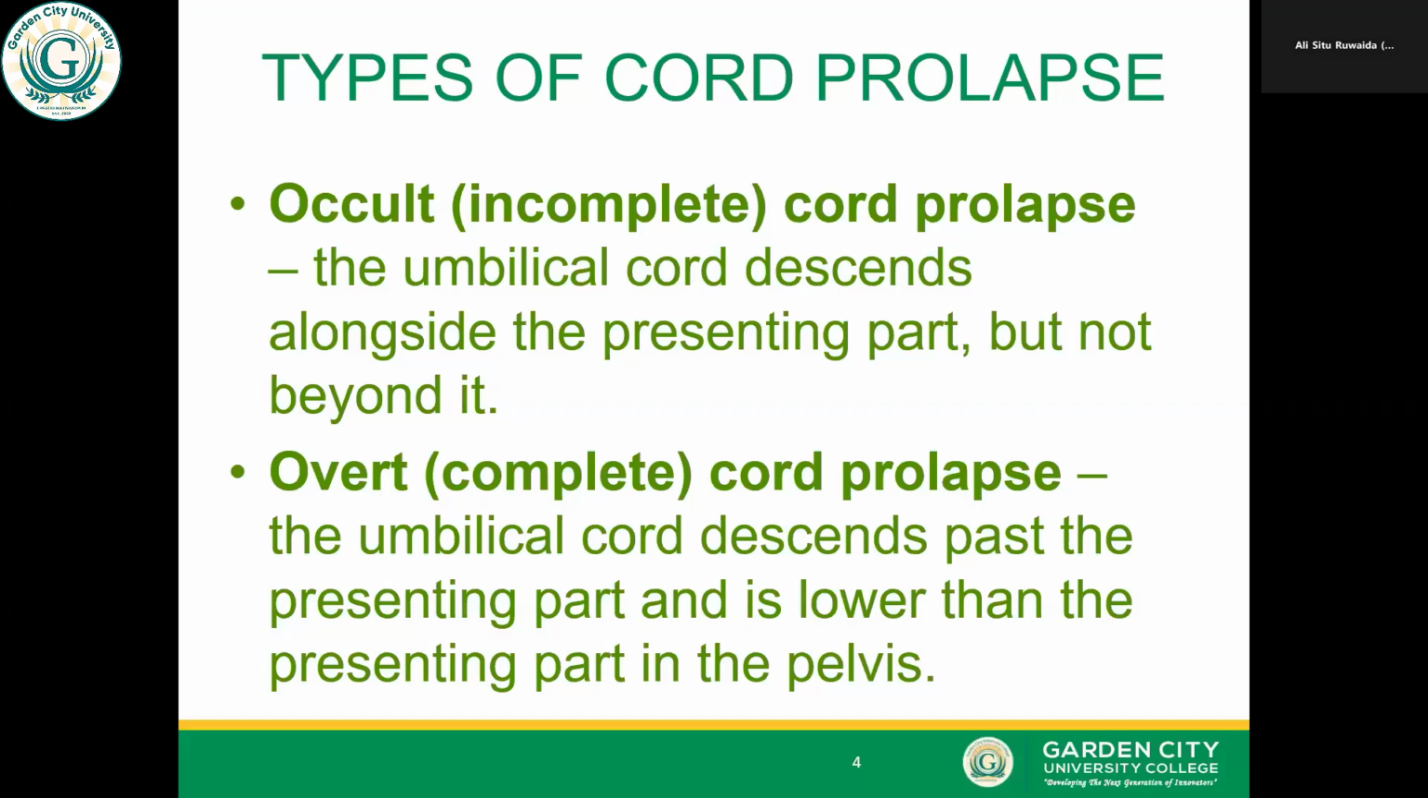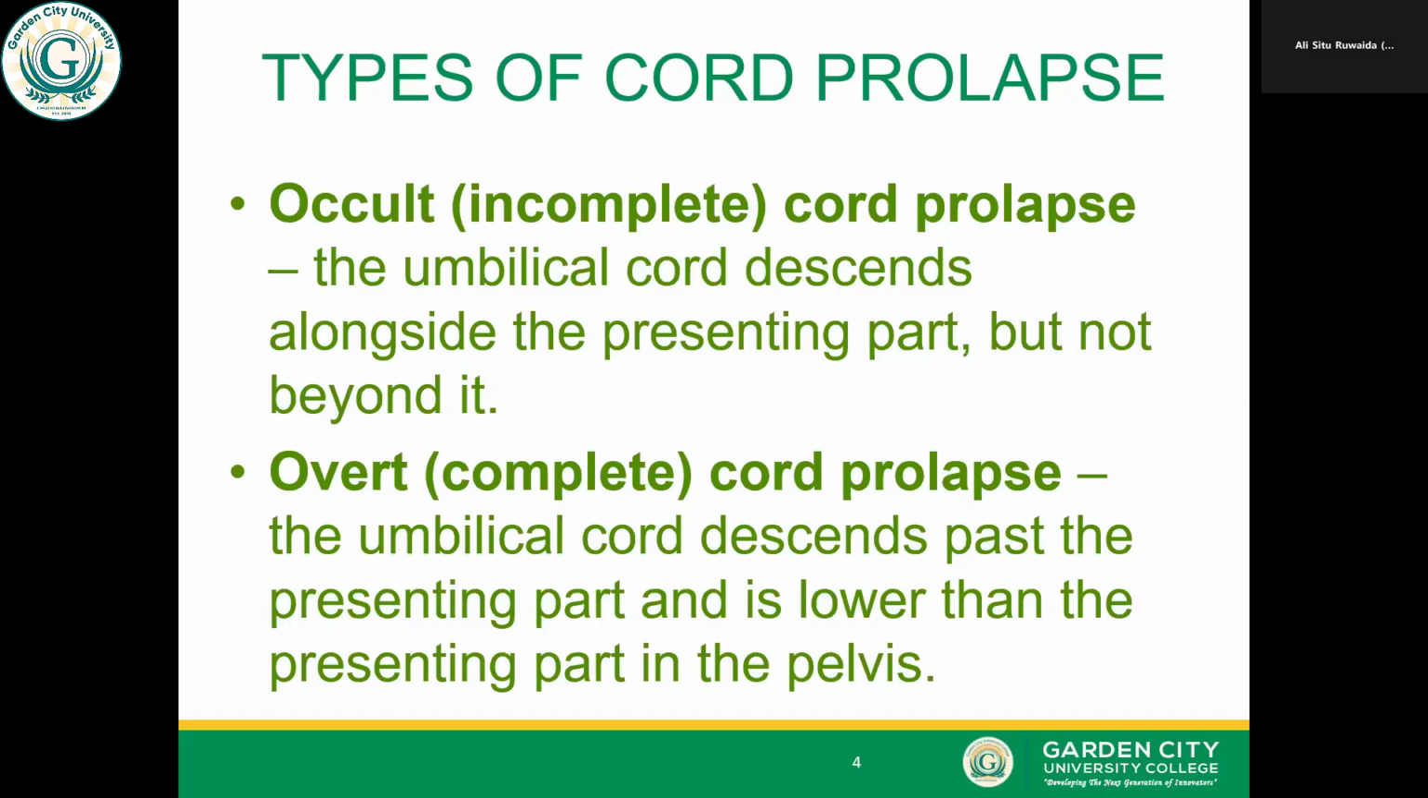In the occult cord prolapse, the umbilical cord descends alongside the presenting part, but not beyond it. So you will see that the cord is not ahead of the presenting part. It comes alongside the presenting part.